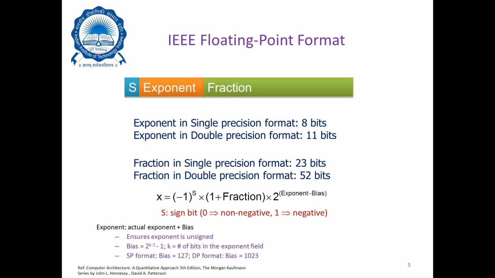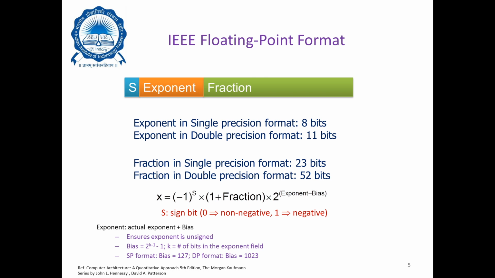Now let's see what an IEEE floating point format looks like. This is the specific format I'm talking of. You will have a sign field, then an exponent field, and a fraction field. The exponent in single precision format is 8 bits, while the exponent field in double precision format is 11 bits. The fraction in single precision format is 23 bits, while in double precision it is 52 bits.